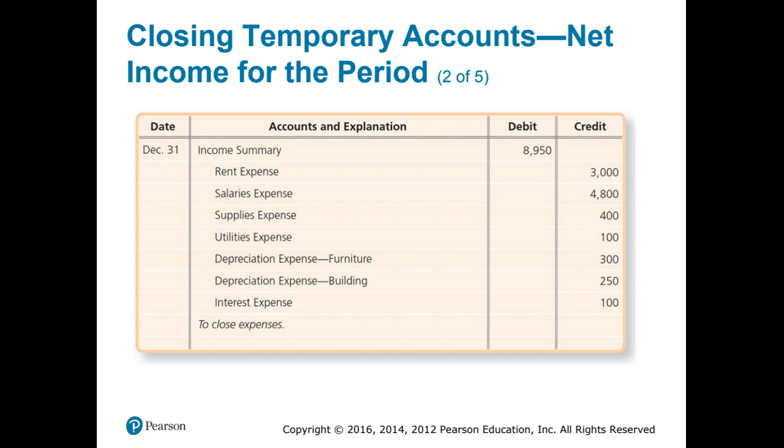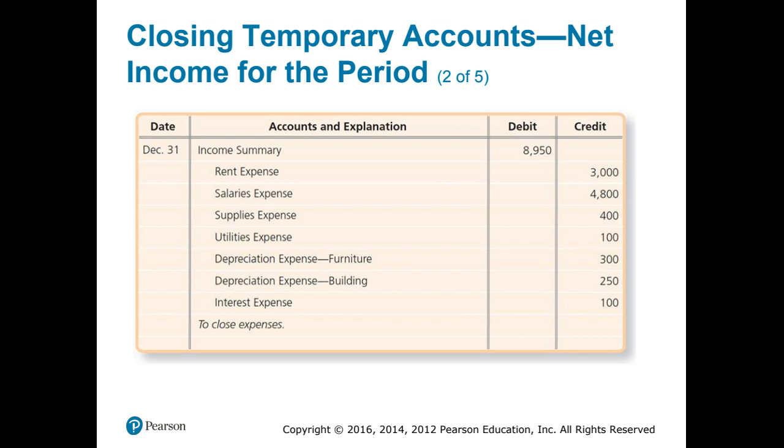And then we're going to pull in rent expense. We have to close rent expense out, so we're going to credit the amount that's in rent expense. In this example it's $3,000. We have to clear out our salaries expense. So we're going to include the salaries expense, supplies expense, utilities, depreciation expense for the furniture, the building, interest expense, all of our expense accounts. So now we've added in all of the expense accounts and the total balance in each of those accounts.